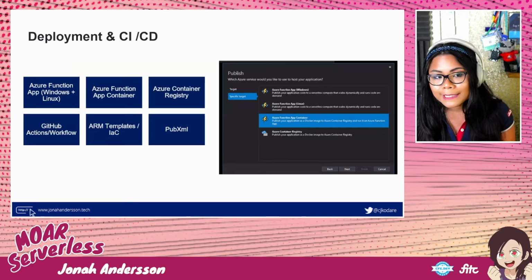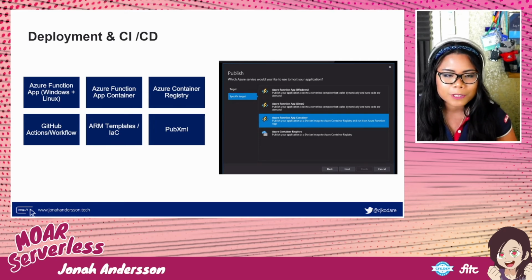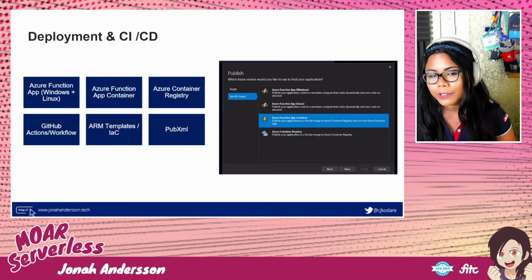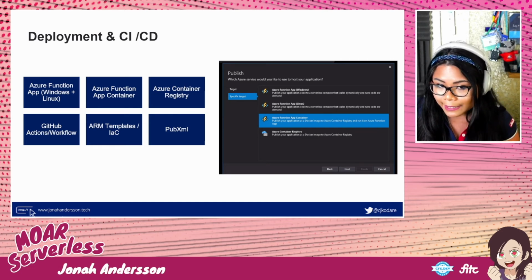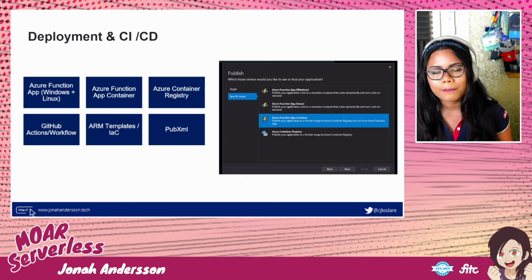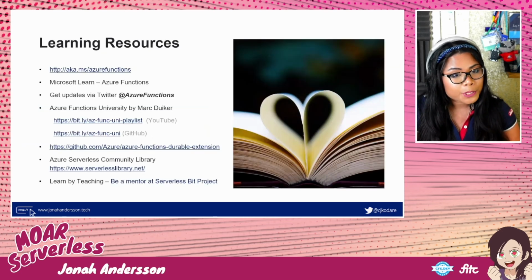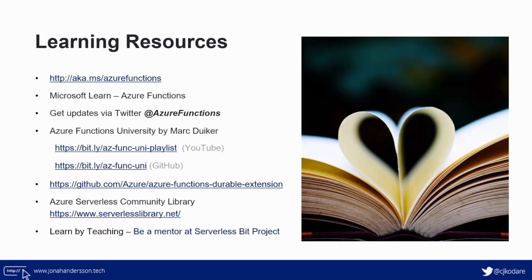For deployment, we have everything. You can do infrastructure as code. You can deploy your Azure Functions on Windows and Linux, and also use GitHub and the normal publish XML way for publishing. And for learning resources, there are a lot, but these are some of my recommendations.